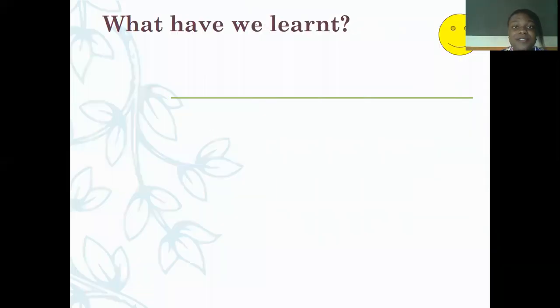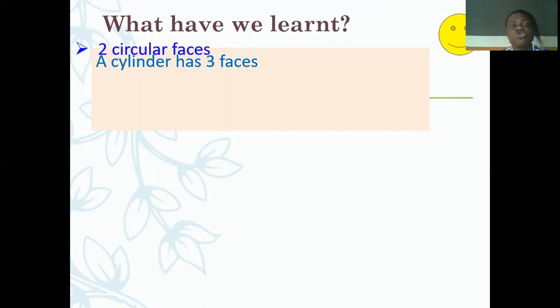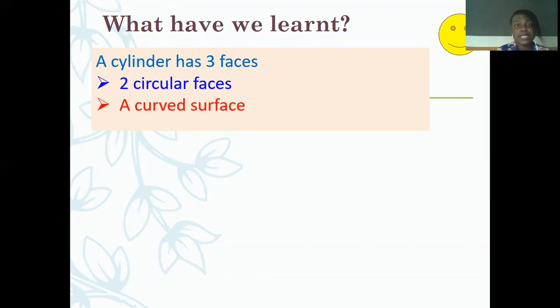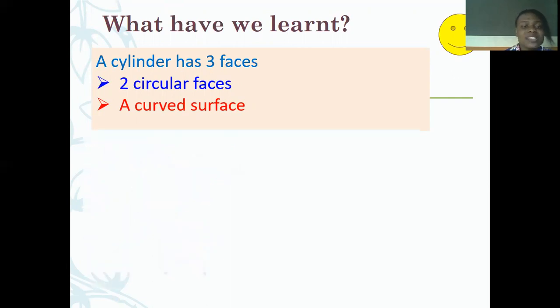So I wanted to just summarize what we have learned today. So what have we learned? The first thing we've learned is that a cylinder has three faces, two circular faces and a curved surface, which is also a rectangle when it's cut out into the nets of a cylinder. Then we have also learned that the curved surface area of a cylinder is 2 pi r h. The formula is 2 pi r h, and we showed how to derive that formula.